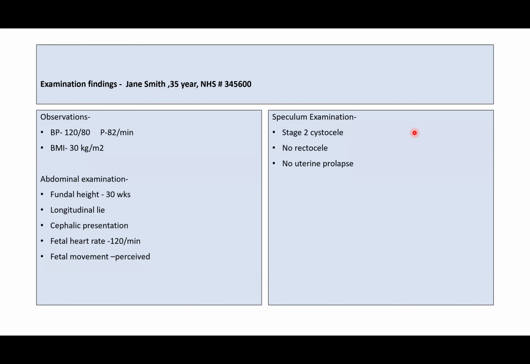And from the history and examination, I can see that you are a pregnant woman in your second pregnancy at 30 weeks with a condition which we usually call a cystocele, and that is in stage 2. Are you with me? What does it mean, doctor? Jane, I am explaining to you.